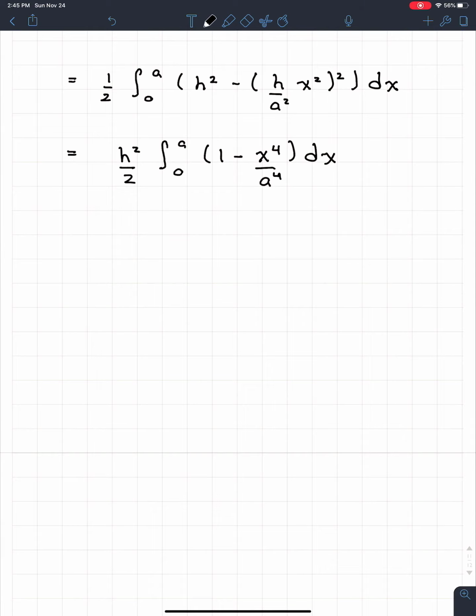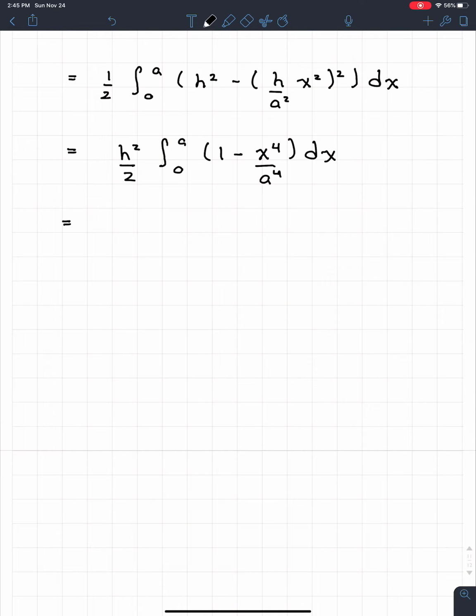A lot of you guys start to get scared once the exponents get high, but it's the same rules that always apply. So this is equal to h squared over 2. So the constant stays the same. And then in brackets, the integral of 1, well, that's just going to be equal to x. And then minus, we got x to the 4, so that's going to bump up to x to the 5, divided by, so remember, we're going to have to divide by that 5, a to the 4. And this is from 0 to a.